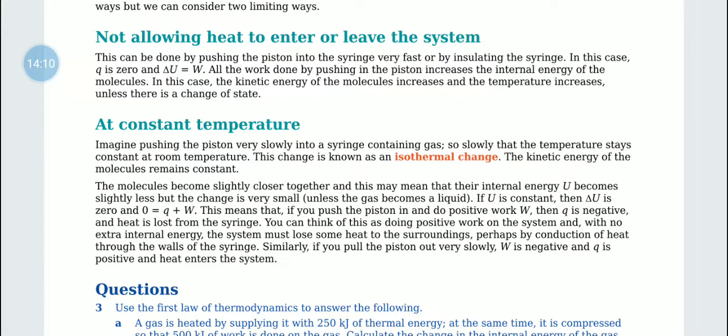I hope you understood. The system will lose the heat to the surroundings by conduction or radiation, and if you pull the piston out slowly, the opposite will happen. W is negative and Q is positive, and heat will enter the system, right? I hope you understood that, right? Let's write down the note.